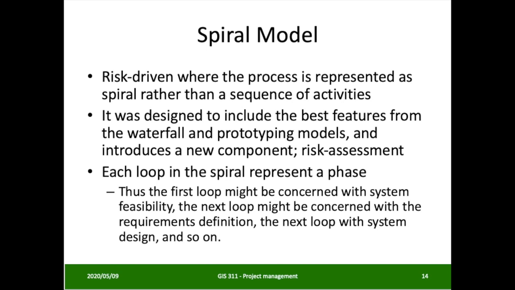Okay, the spiral model. This is a risk-driven approach where we try to create our process in such a way to minimize the amount of risk involved. Each loop in the spiral represents a specific phase. So you can see here, for example, the first one is the system feasibility, the next one is the requirements definition, the next is design, etc., etc.